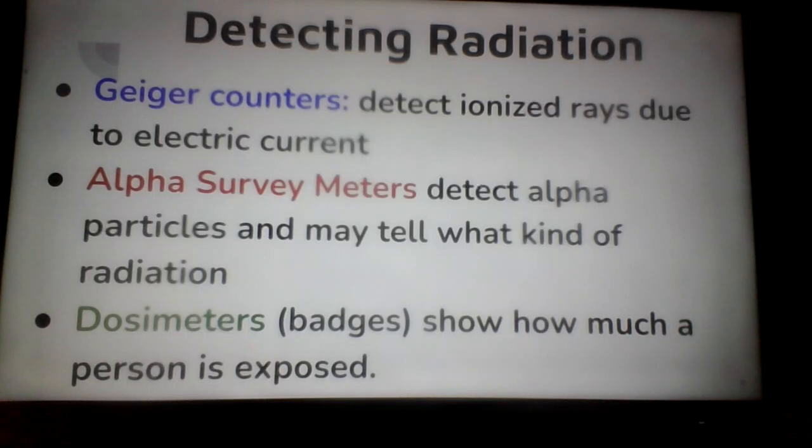Well, a dosimeter, people who work potentially around nuclear facilities or X-ray machines or places where they may be exposed to radiation, they'll wear these badges that will show how much they might be exposed. Maybe a change of color on the badge, but some kind of identification to show that exposure may have happened, and then these people can get the proper protection and the proper treatment. So these are three very commonly used devices that will help scientists detect radiation: Geiger counter, alpha survey meter, and dosimeter. Ready?